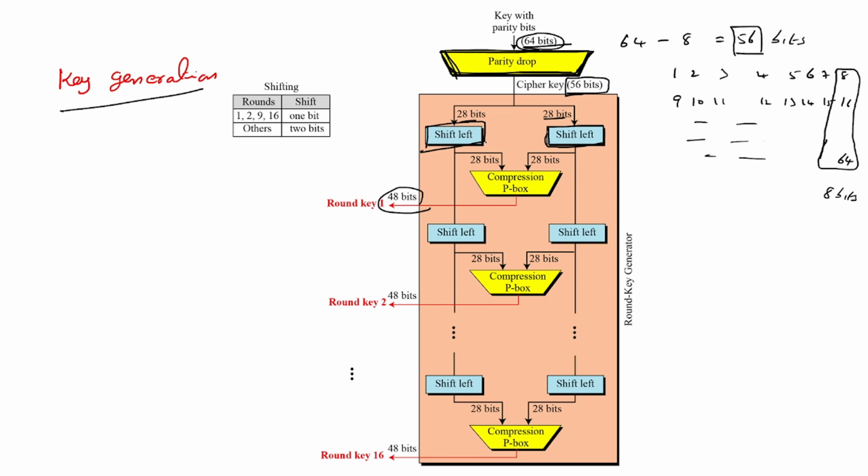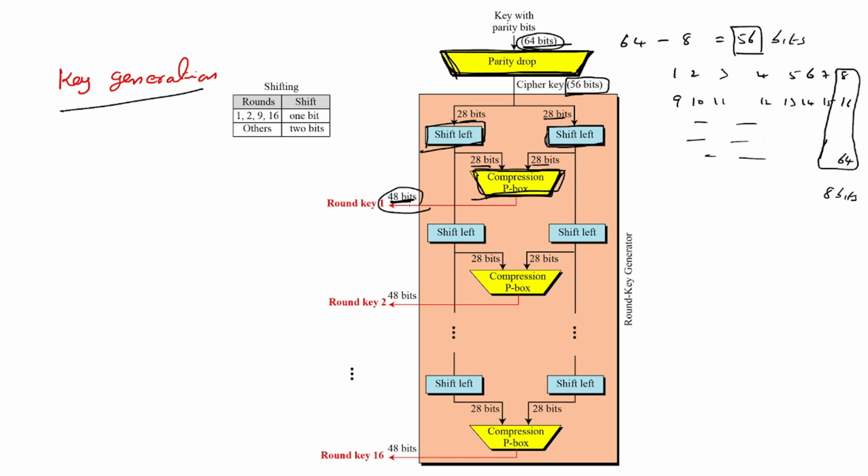For the left half and the right half, we perform a circular left shift operation, and after that we combine these two parts, 28 bits and 28 bits, and give the 56 bits as input to the compression P box. It will convert 56 bits to 48 bits. In a compression P box, the number of output bits is less than the number of input bits. So 56 bits will become 48 bits, and that is the round key.